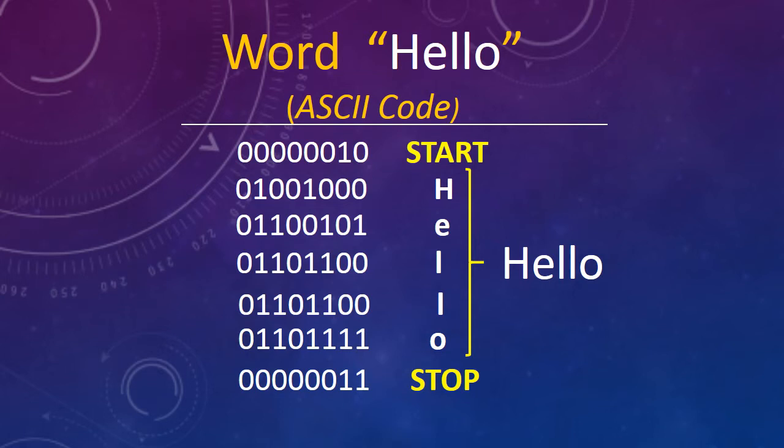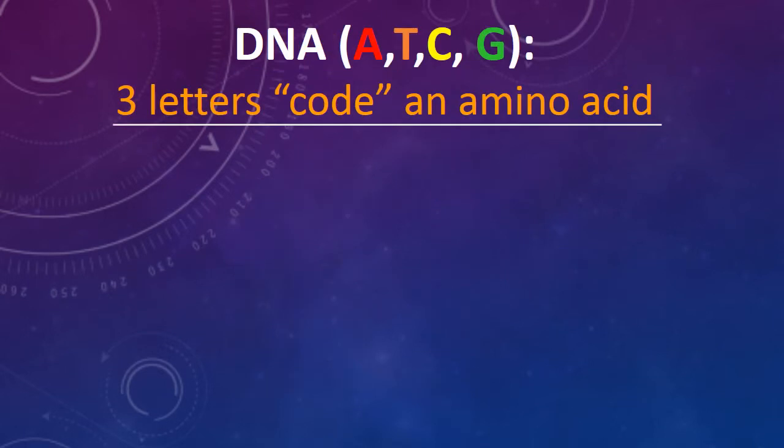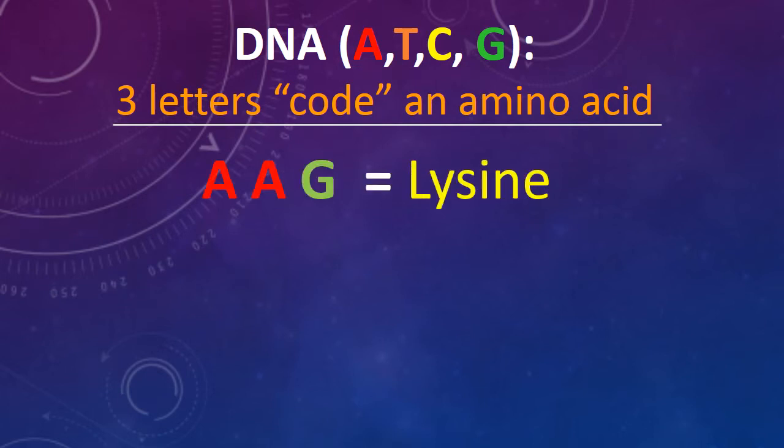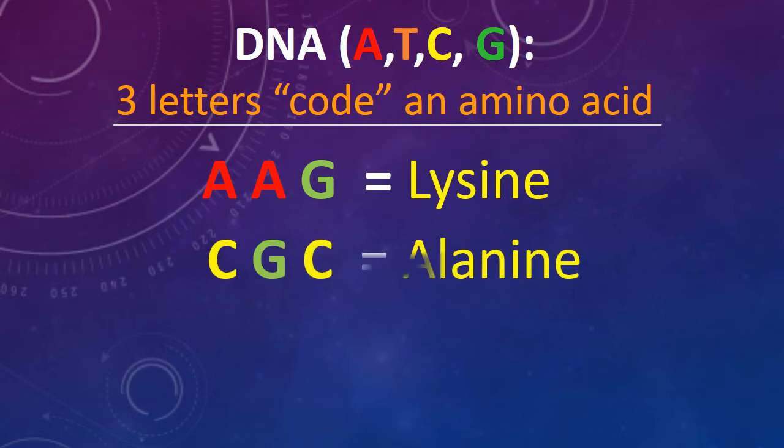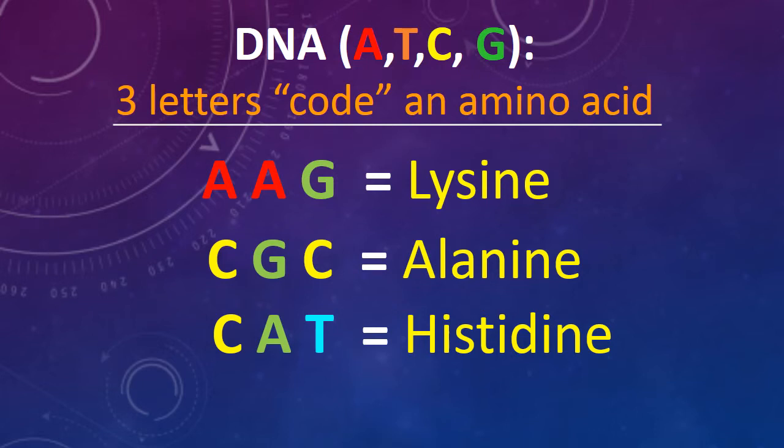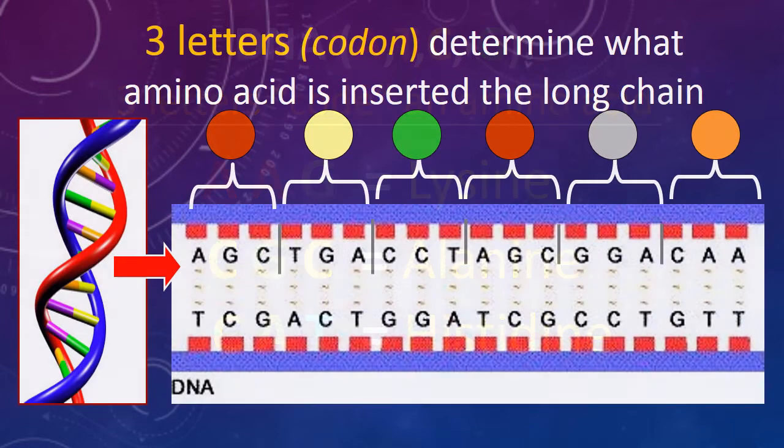In DNA, they use a 3-letter code, and that determines what amino acid is used. So AAG equals lysine, CGC is alanine, and CAT is the amino acid histidine. And so whenever the DNA is read, it sees these in groups of 3. Because the 3 letters are like the words that determine the amino acid.